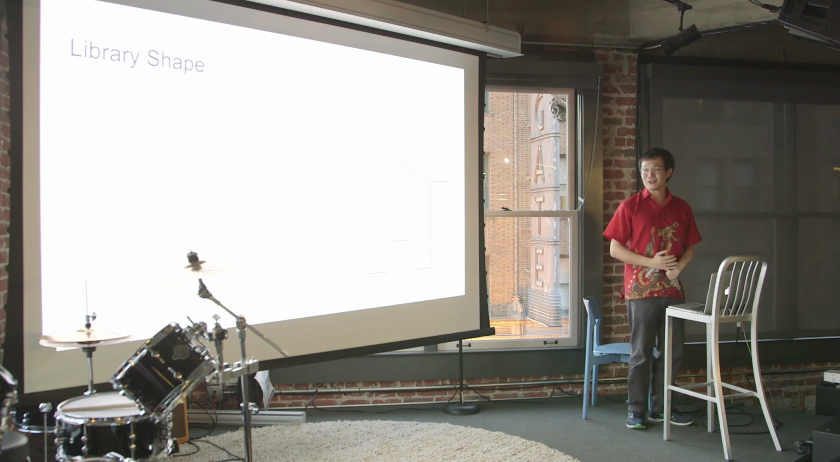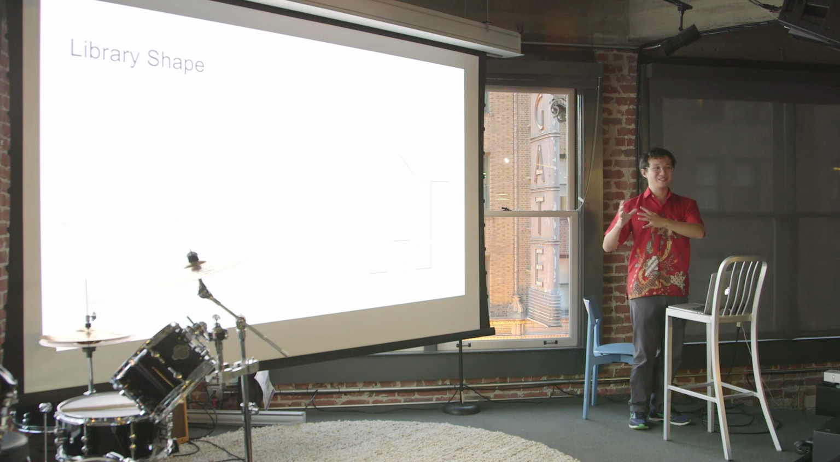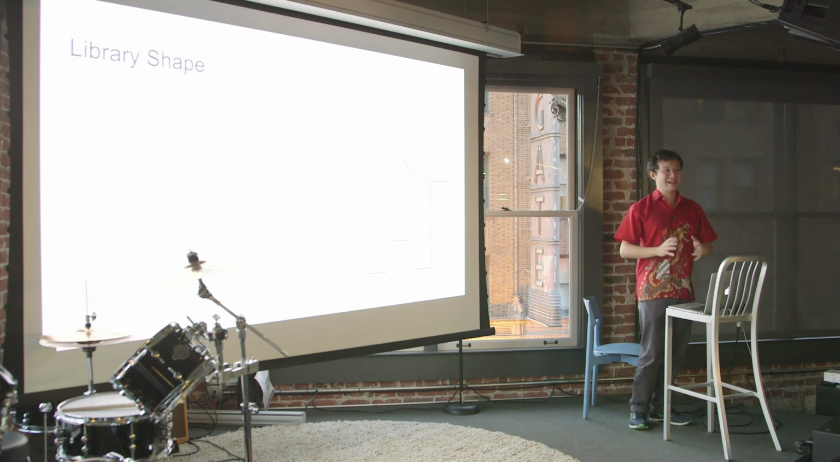So if you don't have a target shape for your library, it'll probably end up being terrible. And that's just the way it is, because you need some motivation to make the library the way it is. Otherwise, it'll just become ad hoc exploration of all the things you can do, which are infinite.